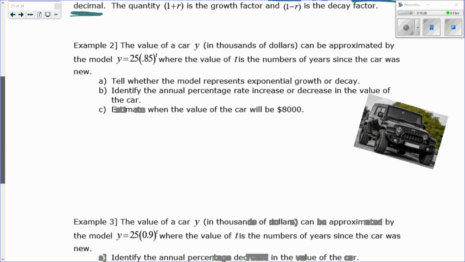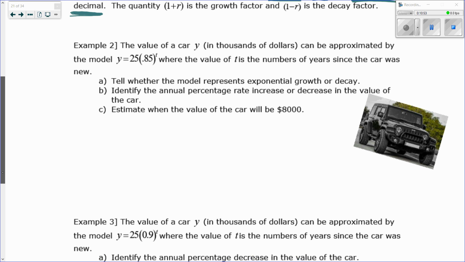The value of a car y in thousands of dollars can be approximated by the model y equals 25 times 0.85 to the t, where t is the number of years since the car was new. A, tell whether the model represents exponential growth or decay. B, identify the amount and the annual percentage rate increase or decrease in the value of the car. And C, estimate when the value of the car will be $8,000.